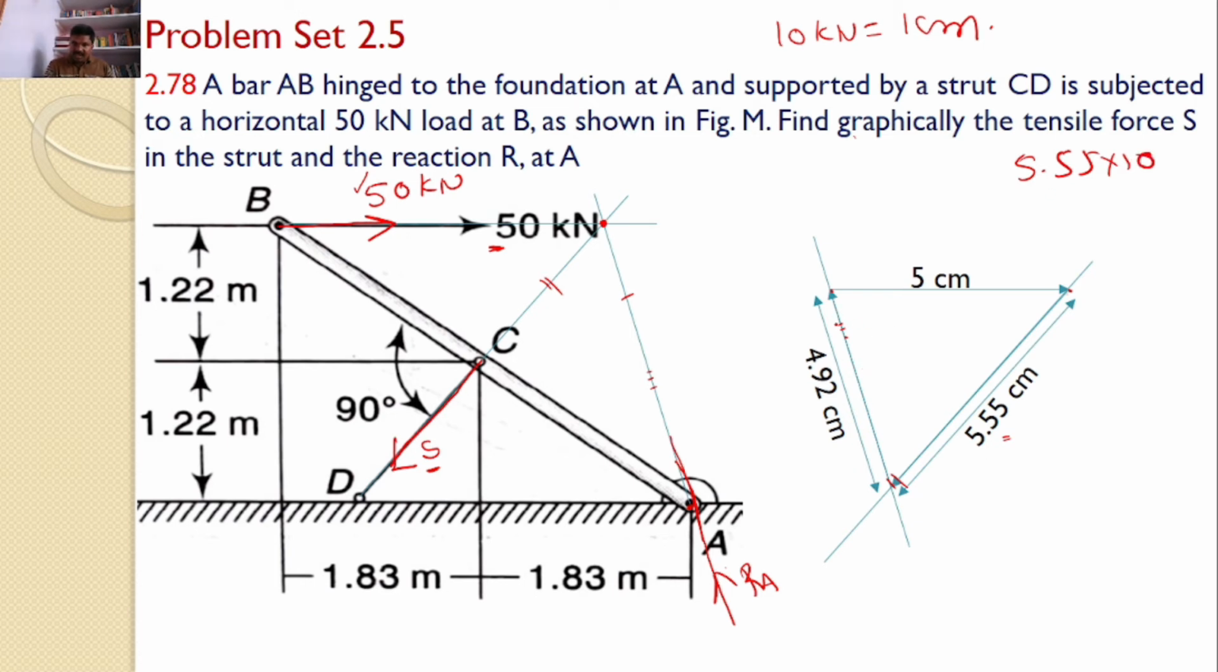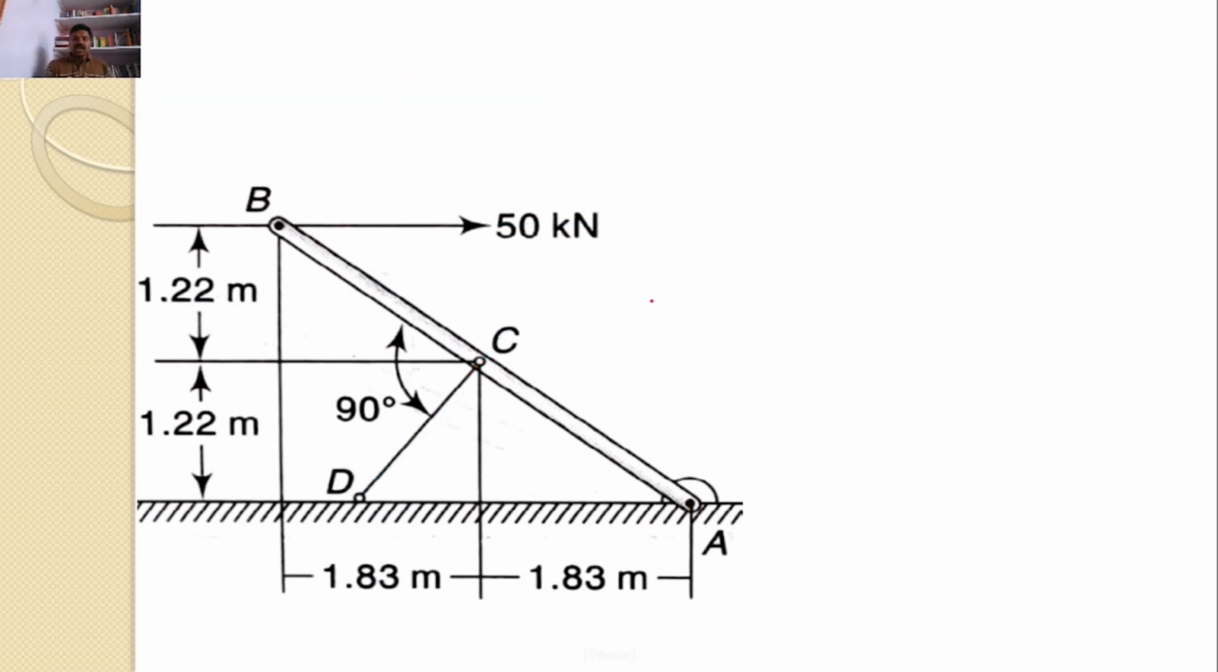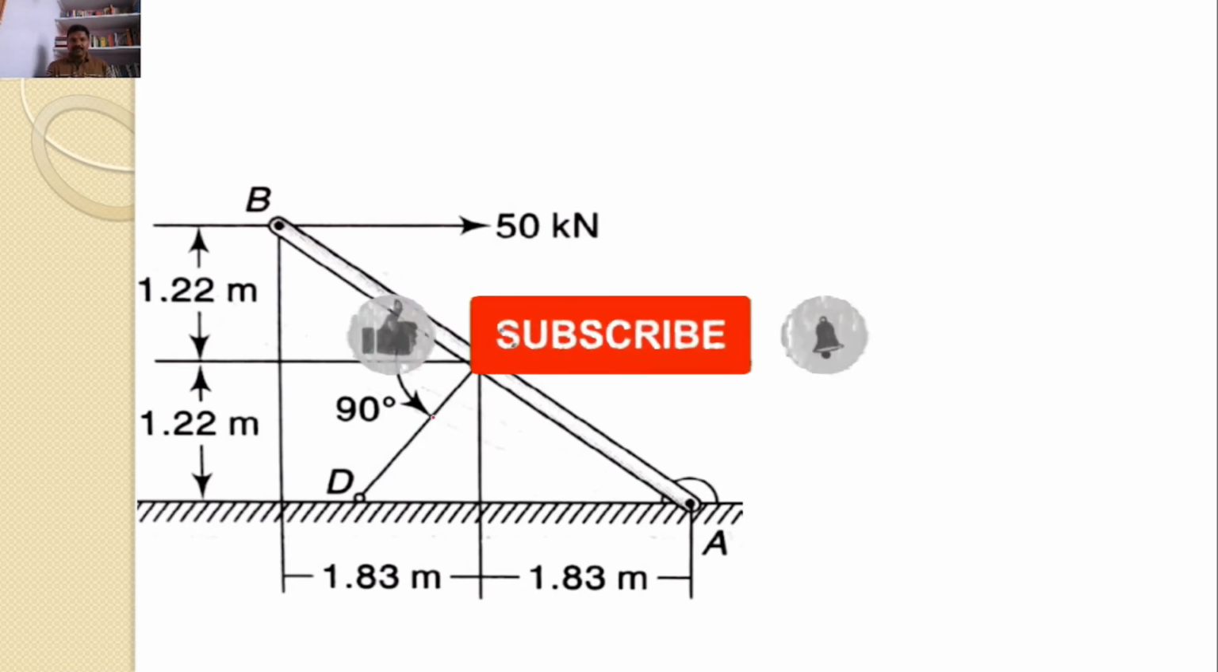Similarly, the length of this line is 4.92 centimeters. Hence, I can find the value of RA because this represents RA. Hence, S is equal to 5.55 into 10, which is 55.5 newtons, and RA is equal to 49.2 into 10, which is 49.2 newtons. These two are the answers for the problem. Let us solve the same problem using our regular analytical method.